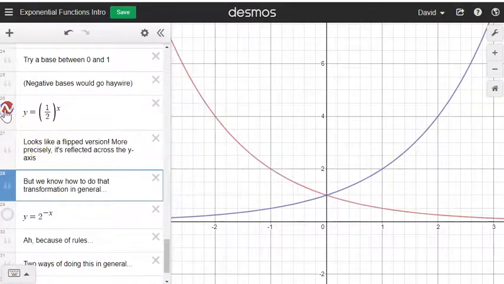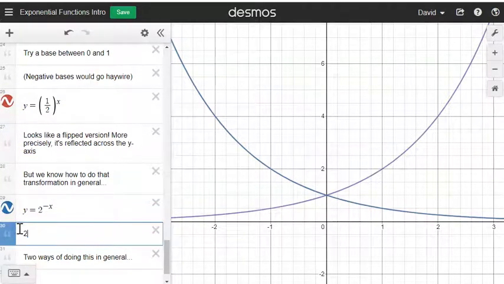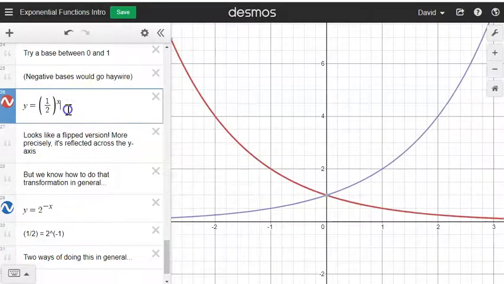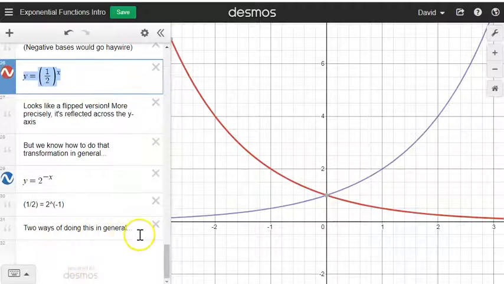Well, let's see. There's 1/2 to the x, and there's 2 to the -x. They are identical. Okay, and that's not super shocking. It's because of exponent rules. We know that 1/2 is equal to 2 to the -1, and therefore 1/2 to the x is definitely equal to 2 to the -1, all to the x. And that, of course, is going to be 2 to the -x. So just thinking about rules of exponents, what negative exponents mean, that tells us that these are two different ways of getting what you call a decaying exponential.